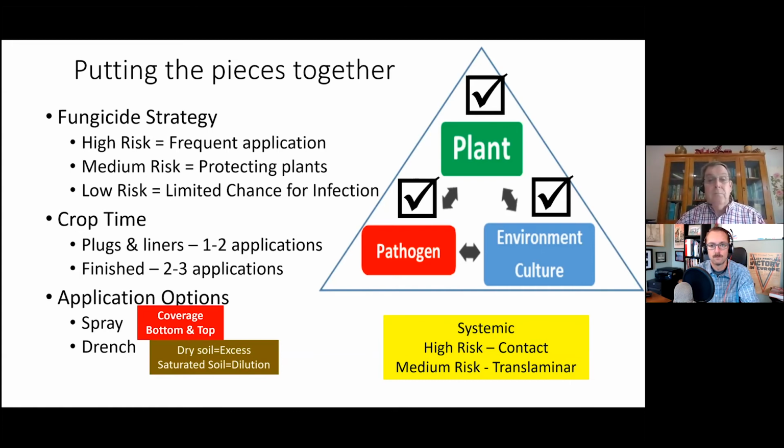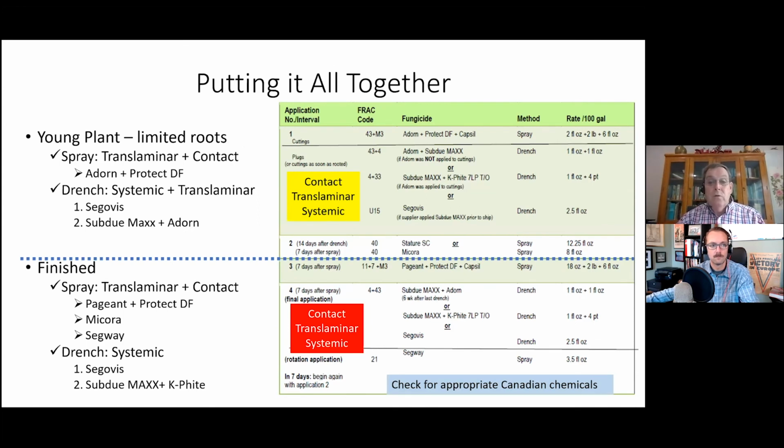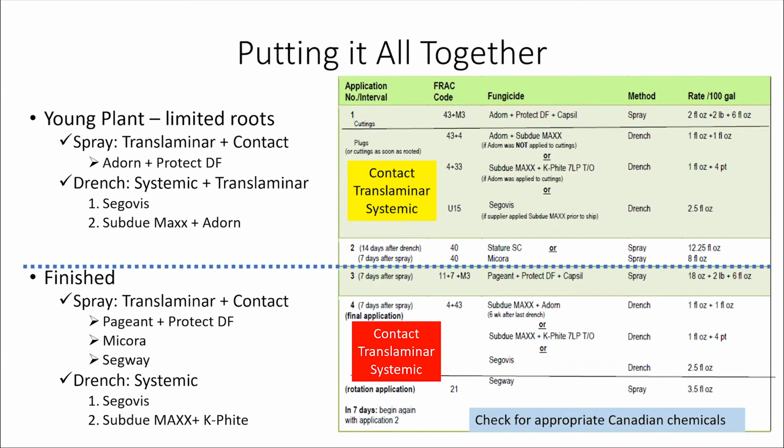So let's take a look, Bill, at putting this together into a program. Whether you're young plant producing or you're finished, you need to make sure that you've got protection of that product all the way through your production cycle. Most all of your young plant producers are actively spraying because they know the risk, and you as a finished producer need to also engage.